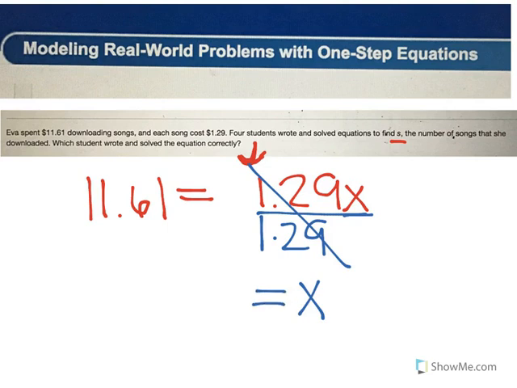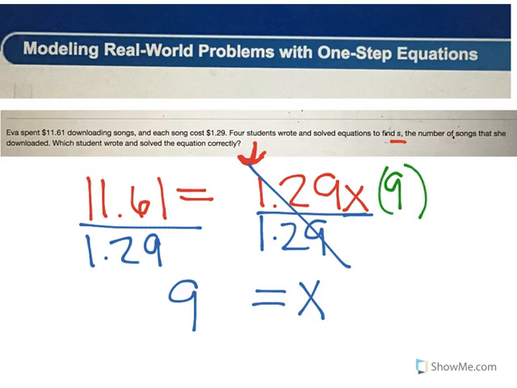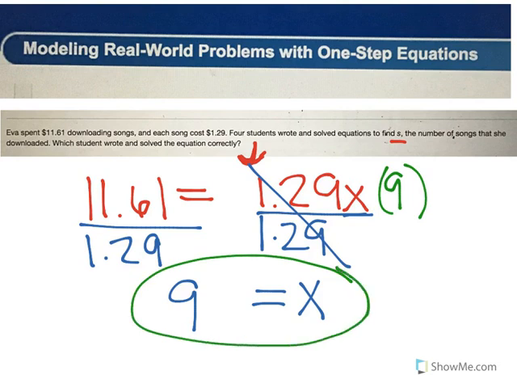Again, just like in a fraction, whatever we do to the numerator, we do to the denominator. Whatever we do in an equation, whatever we do to the right side, we do to the left side. And so I'm going to cheat and do this on the calculator. 1161 divided by $1.29 is 9. And so I can plug that back in. If I plugged in 9 times $1.29, I would get $11.61. So this is my answer.